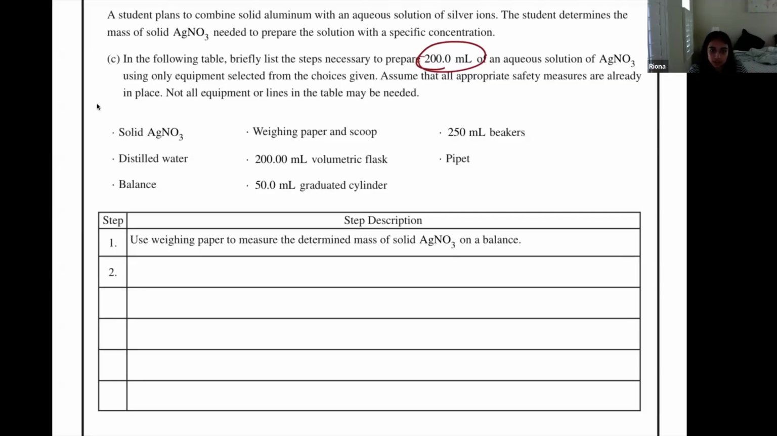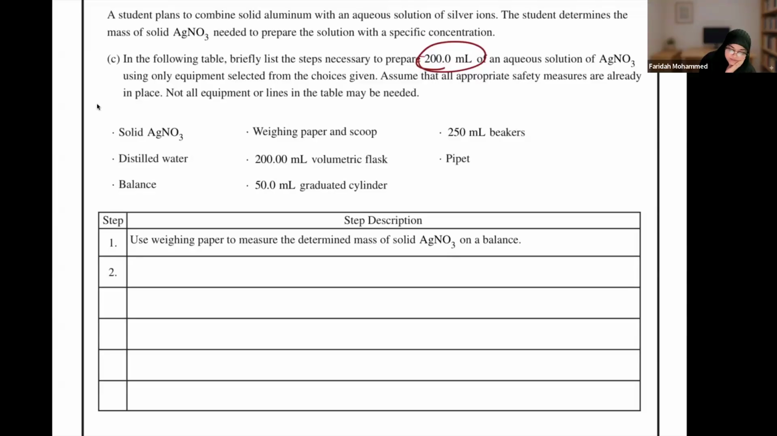So okay, you want to use the graduated cylinder to measure the aqueous solution of the silver ions, 50 ml each, and then pour that into the beaker. What do you want to pour? Let's make this simple, guys. The more you make it complicated... it's very simple.